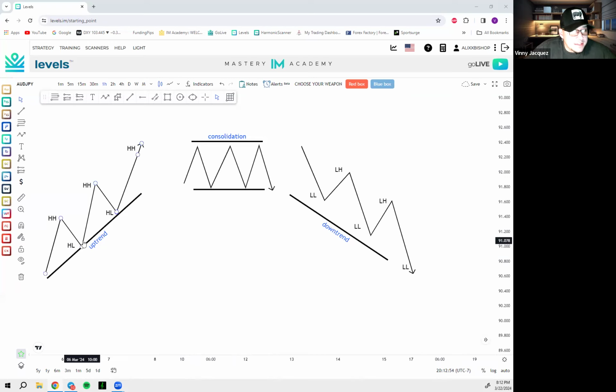Uptrend, higher highs, higher lows. When we have consolidation, leave it alone. Something is being built up for us. We just have to wait for that thing to happen, right? And three, a downtrend creating lower lows and lower highs, right? Make sure you guys take a screenshot of this, right? Have this in your notes.